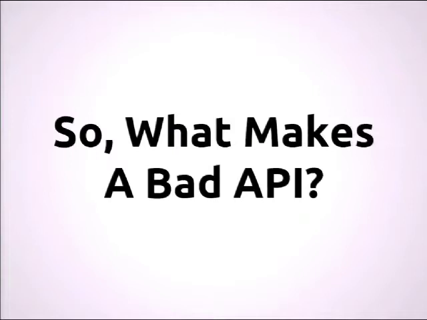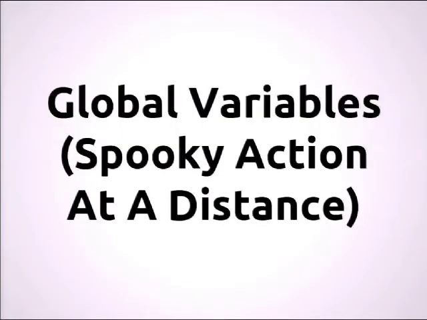So what makes a bad API? We've talked about good APIs and SOLID. Let's talk a little bit about bad code. Global variables are bad. Spooky action at a distance. There's a story about a guy who came in to test a payment gateway, a payment system, like a shopping cart. And he's testing the credit card validation logic. Nothing else, just the little piece of code that validates the credit card.